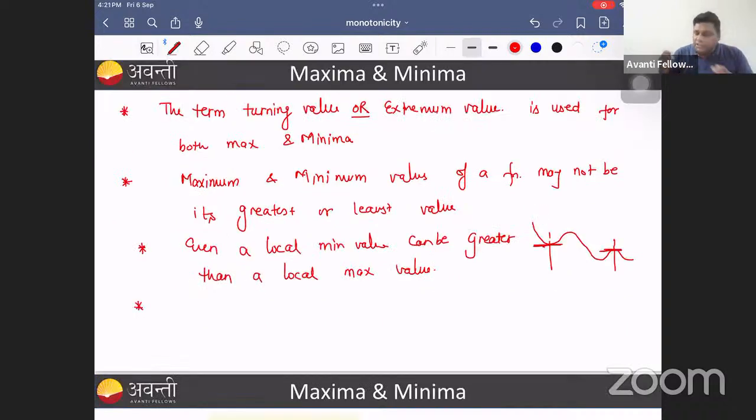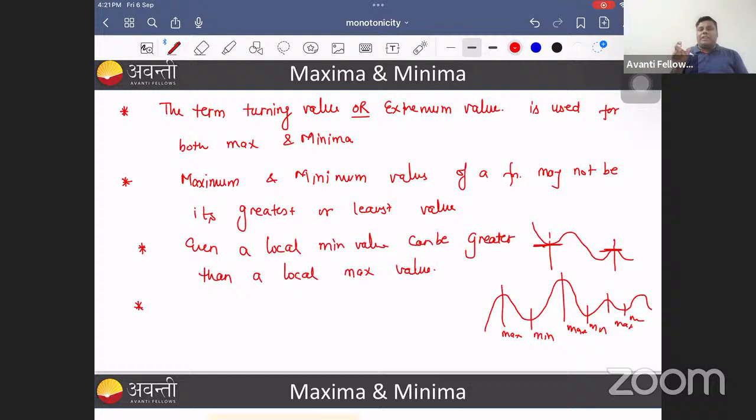Now see, if a function is continuous, what will happen? It may have this kind of graph. So what will happen? Maxima, minima, maxima, minima, maxima, minima, and so on. So if a function is continuous, these maximum and minimum will occur alternatively. We cannot have two maximas simultaneously or two minimas simultaneously. Between two maximas, there will be at least one minima, and between two minimas, there will be at least one maxima. Got it?